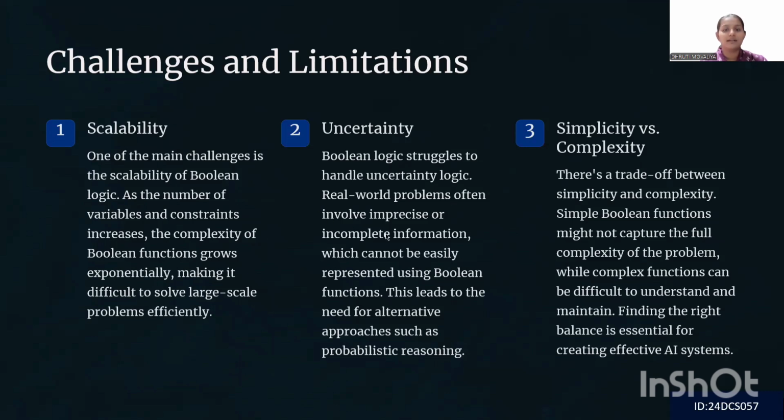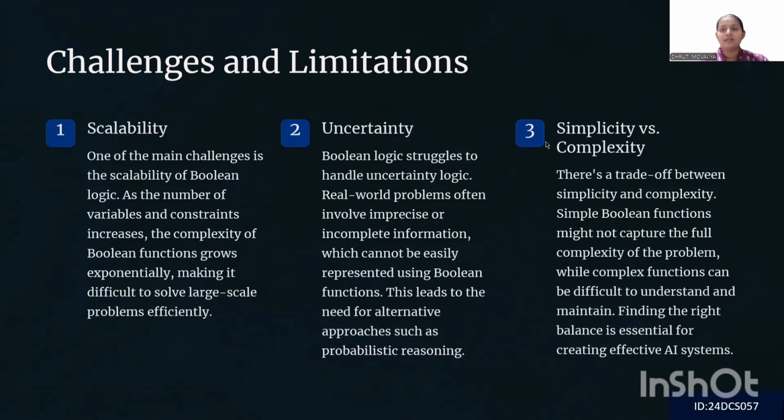Boolean logic struggles to handle uncertainty. Real-world problems often involve imprecise or incomplete information, which can't be easily represented using Boolean functions. This leads to the need for alternative approaches such as probabilistic reasoning.